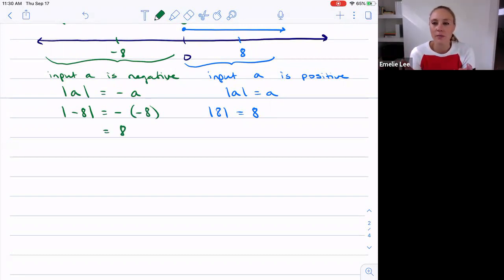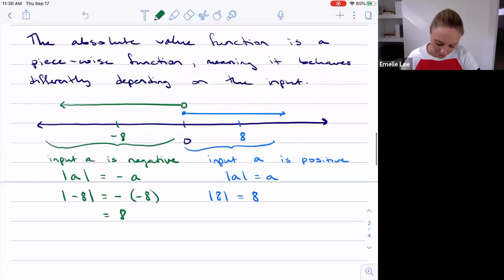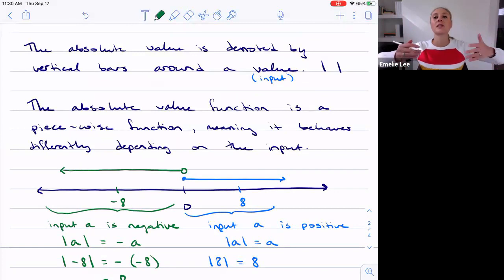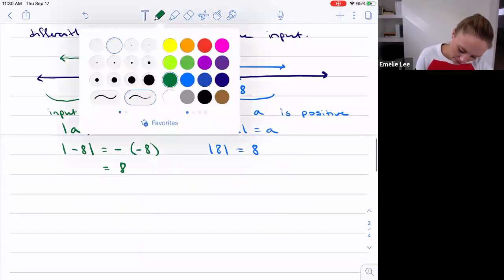But that doesn't really matter, but it's a good exercise at looking at piecewise functions and how they behave differently, and just kind of a nice introduction. But as long as what you're taking away from this is, okay, if I see these vertical bars around something, I just take the positive version of it.